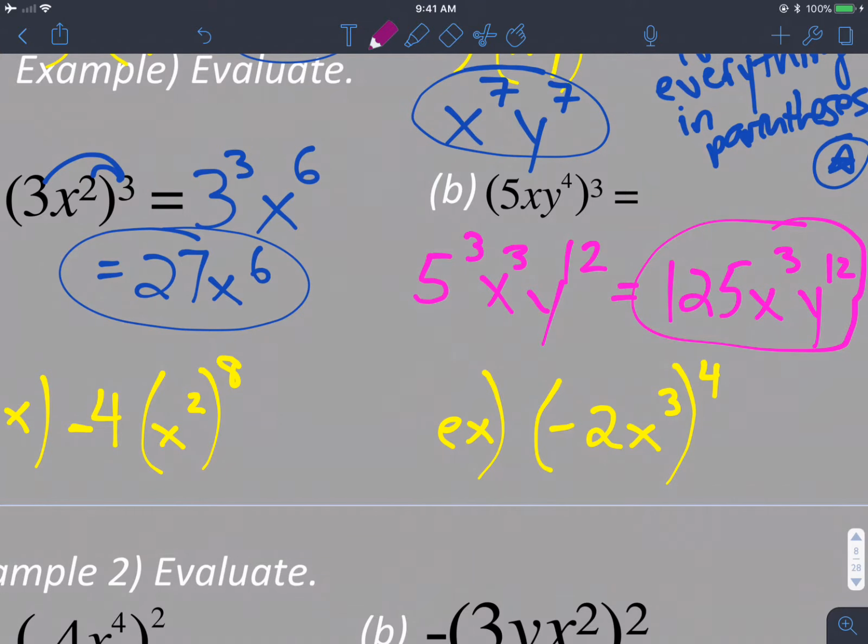Negative 4 times x squared to the 8th power. Your turn. The negative 4 is not part of the parentheses, so don't do negative 4 to the 8th power. Just do x squared to the 8th power. So multiply them. Negative 4 x to the 16th power. So here's the difference. Add. Multiply.